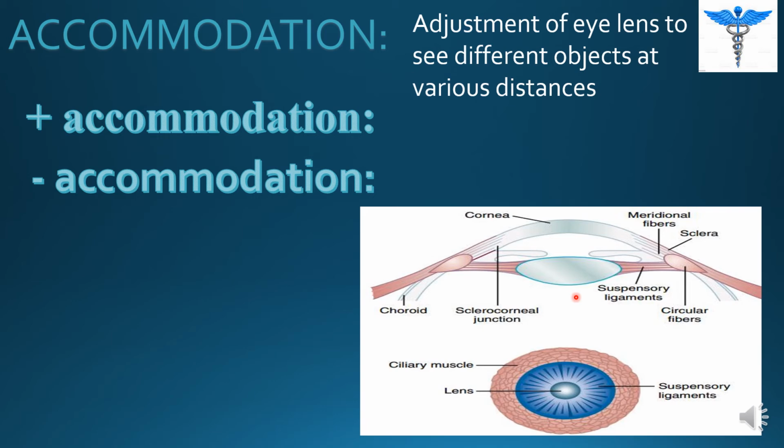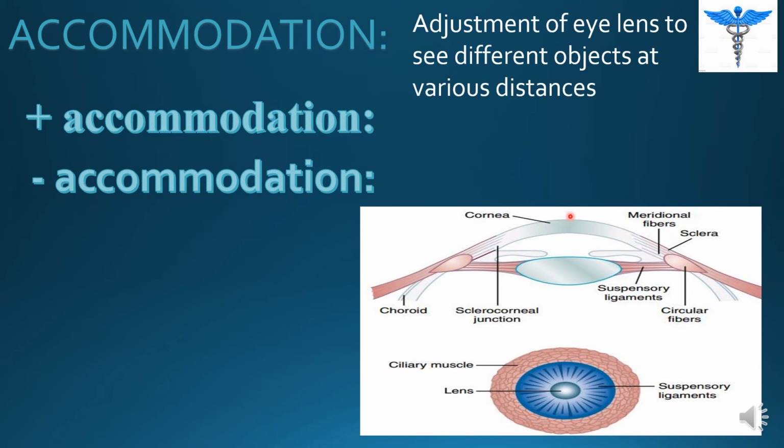So this positive accommodation is for nearer objects. If something is nearer to the eye, what will happen? The ciliary muscle will contract and it will relax the suspensory ligament. Ultimately the lens will be more spherical in shape, it will have more converging power or ability, and the focal point will be on the retina, right?